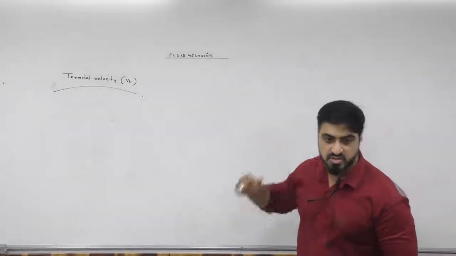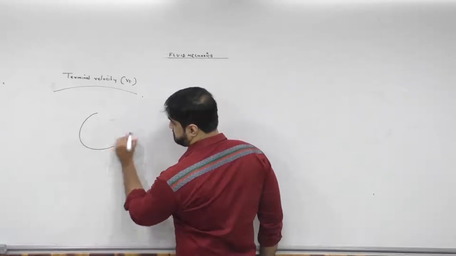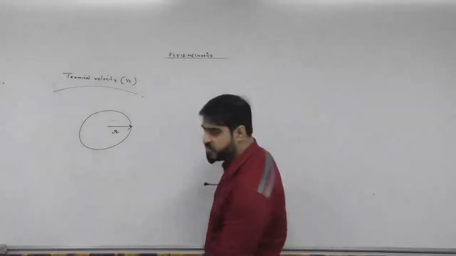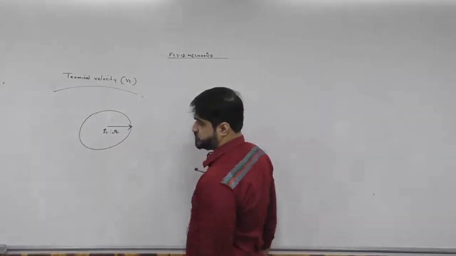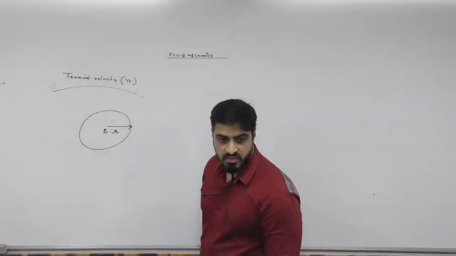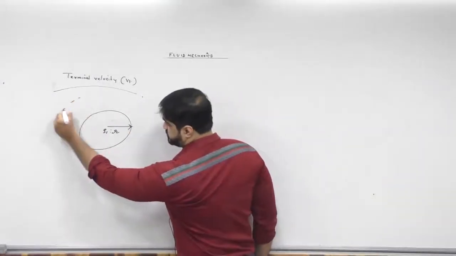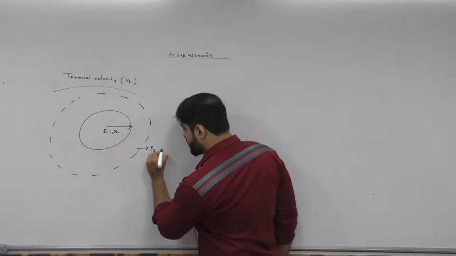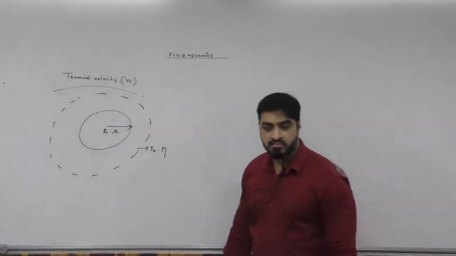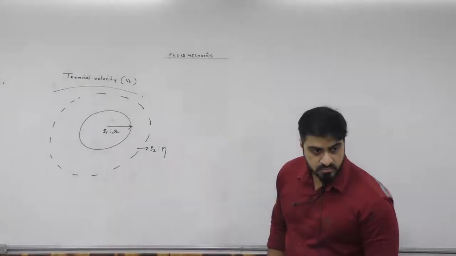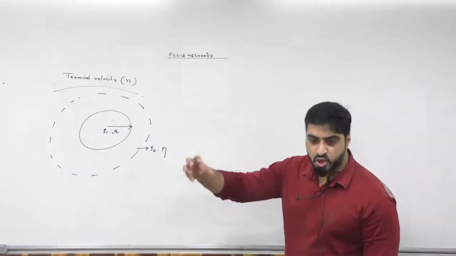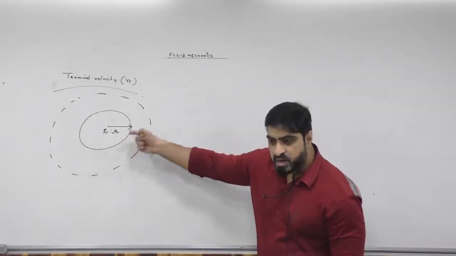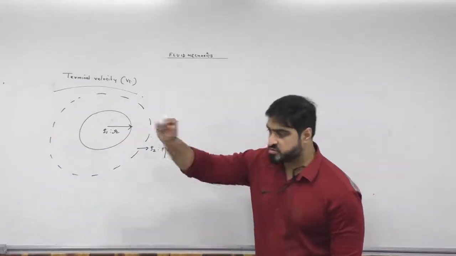Terminal velocity. What happens? Suppose there is a sphere of radius r, of density rho 1. It falls down in a fluid of density rho 2 and coefficient of viscosity eta. A raindrop falling down. Okay. A lead shot falling in water. Bubble rising up in water, in a liquid.